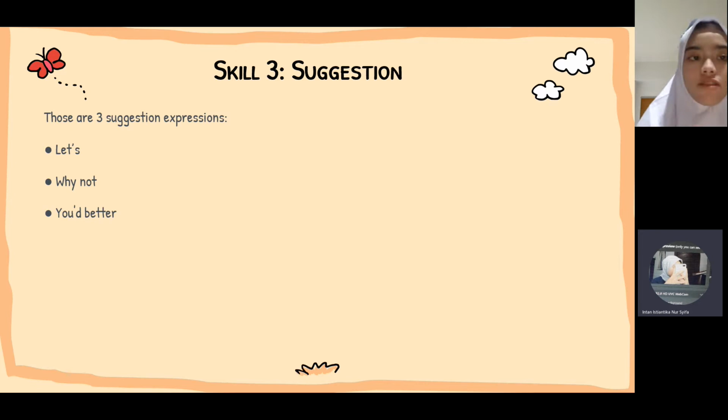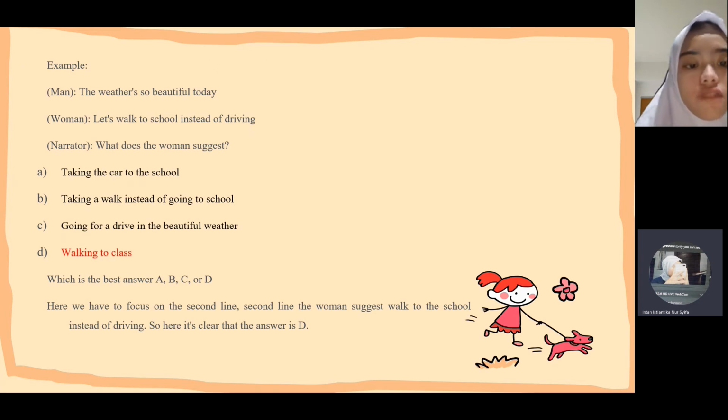And we have an example for this skill. For example, man: The weather is so beautiful today. And the woman says: Let's walk to school instead of driving. Narrator: What does the woman suggest? A, taking the car to the school. B, taking a walk instead of going to school. C, going for a drive in the beautiful weather. And D, walking to class.